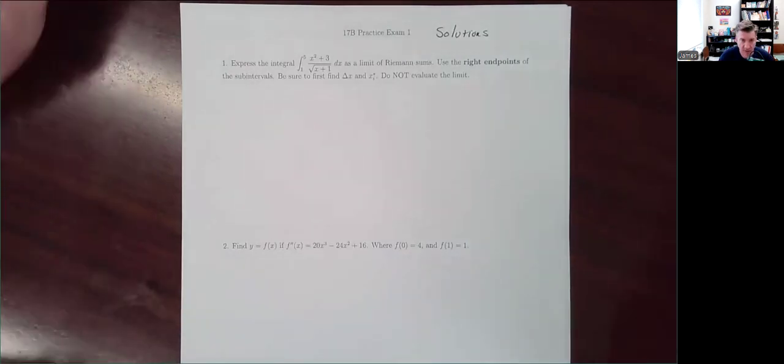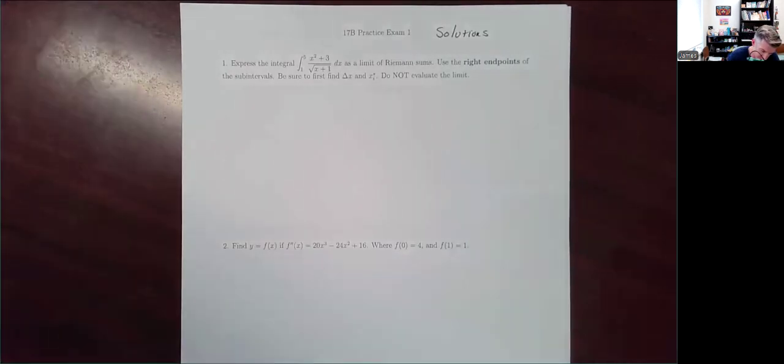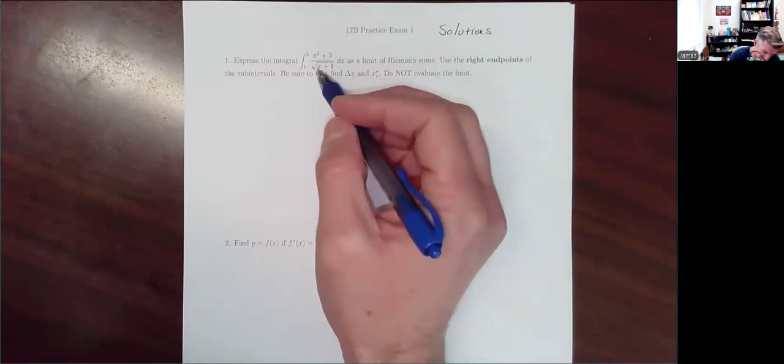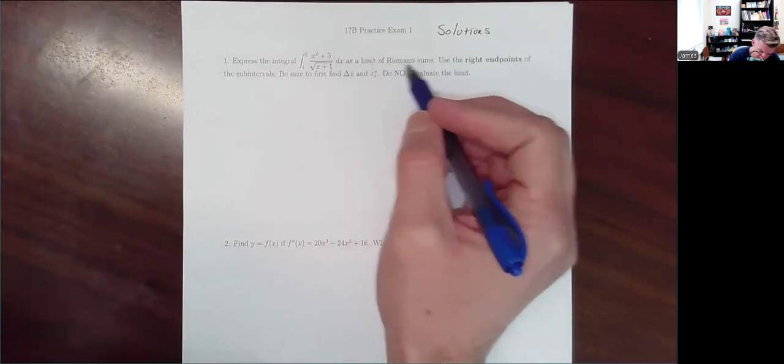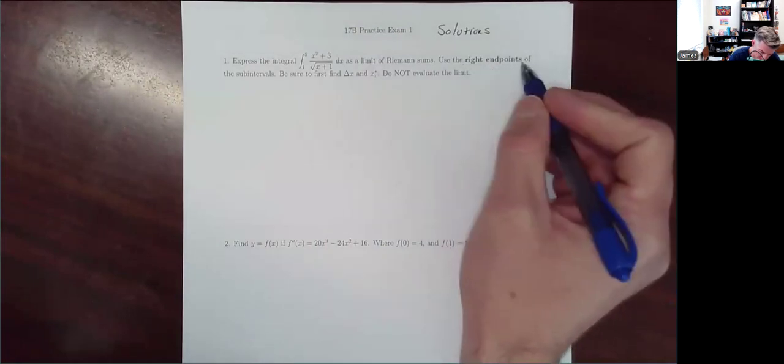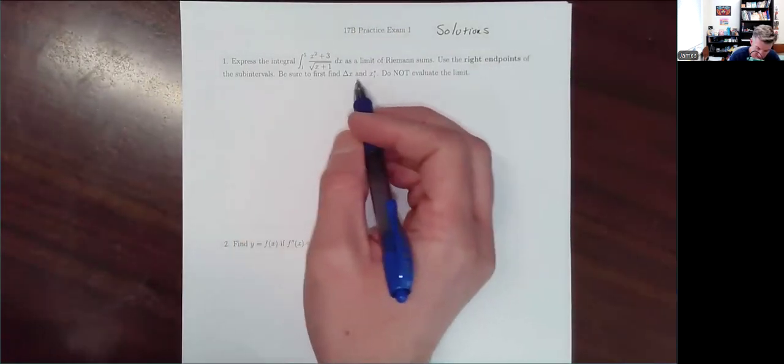Okay, so first one says express the integral from 1 to 5 of (x squared plus 3) over the square root of (x plus 1) dx as a limit of Riemann sums. Use the right endpoints of the subintervals. Be sure to first find delta x and x sub i.